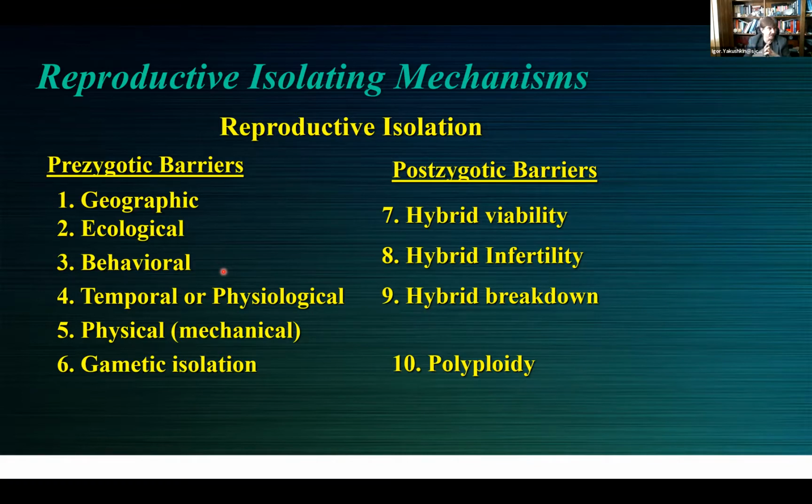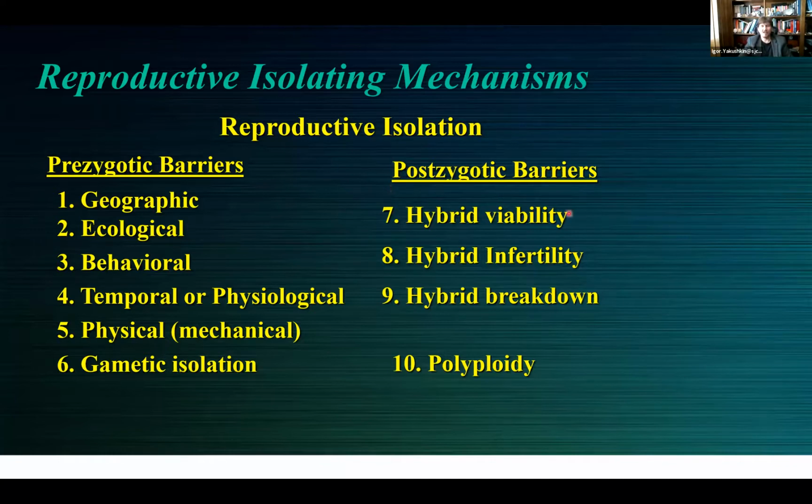Physiological, think about, let's say, the Dutch hound, the sausage dog, right? And it's the same species, by the way. A Dutch hound tries to mate with a Great Dane. Yeah, and that will have physiological problems. That also goes into physical versus mechanical. And then the gametic isolation, essentially the sperm will not be able to recognize and fertilize the egg.